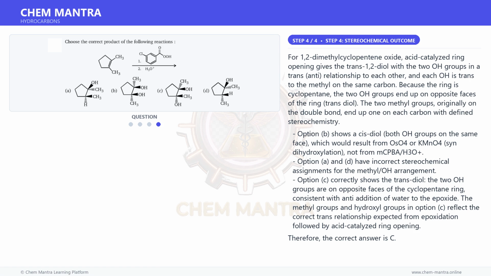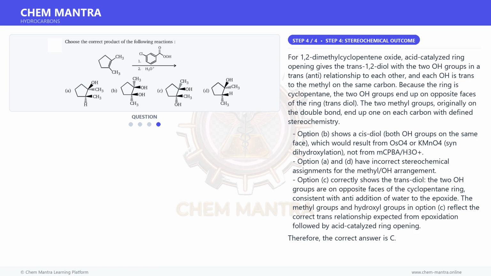Option B shows a cis-diol, both OH groups on the same face, which would result from OsO4 or KMnO4 syn dihydroxylation, not from mCPBA then H3O+. Options A and D have incorrect stereochemical assignments for the methyl and OH arrangement. Option C correctly shows the trans-diol.